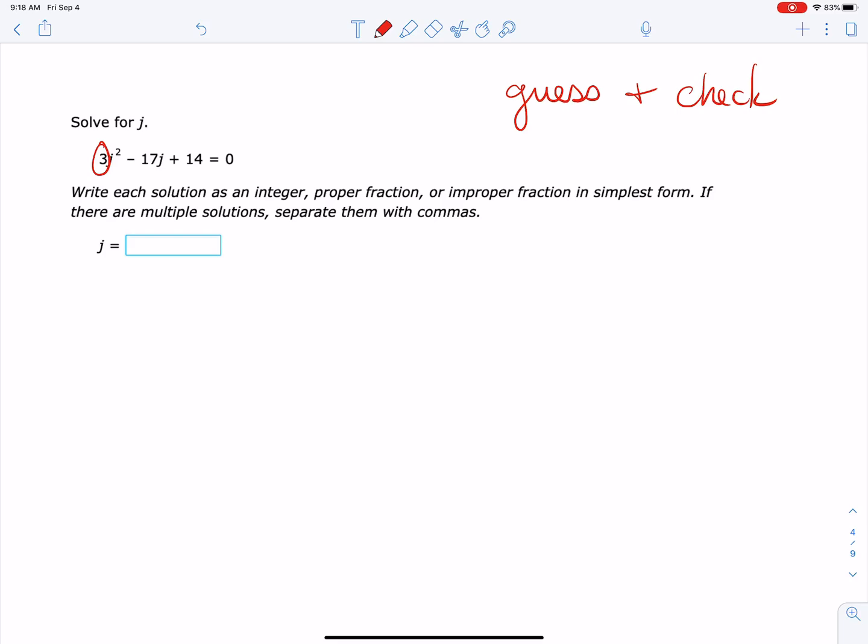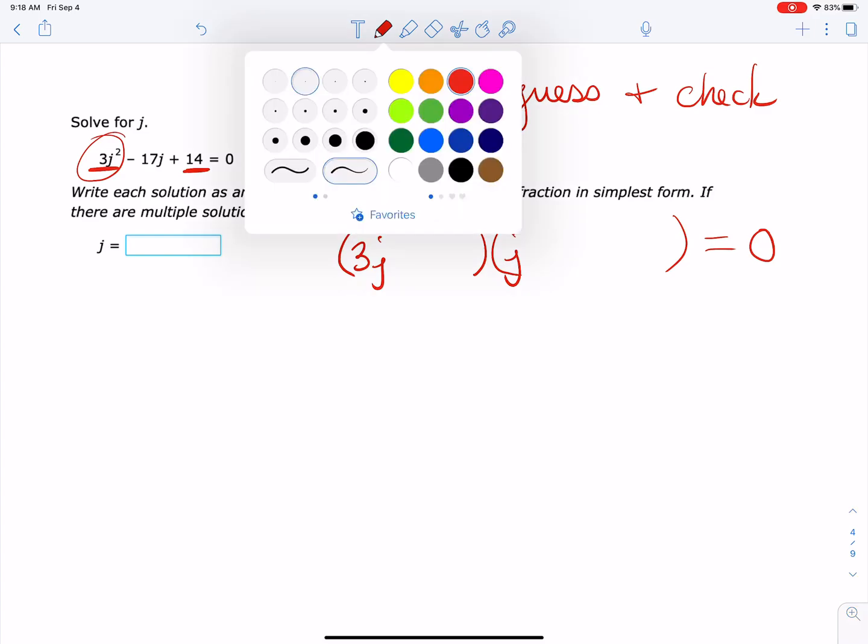It can be frustrating because you've got to be patient, but literally you just guess and check. So I know it's going to factor into 2 sets of parentheses equals 0. And I have to play with the first term and the last term. For me to get a 3j squared, the only option would be a 3j and a j. That's the only option I can have there. It gets harder if this leading coefficient is an even number or has factors, but a prime number makes it easy on us. Now let's play with this 14 here.